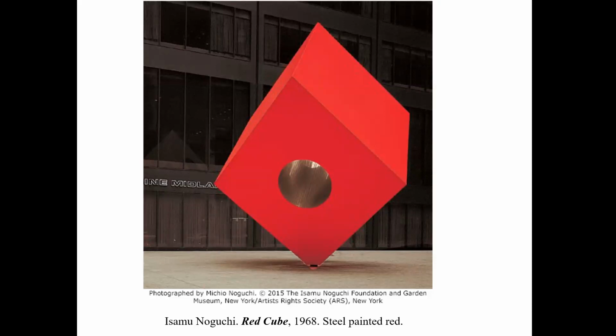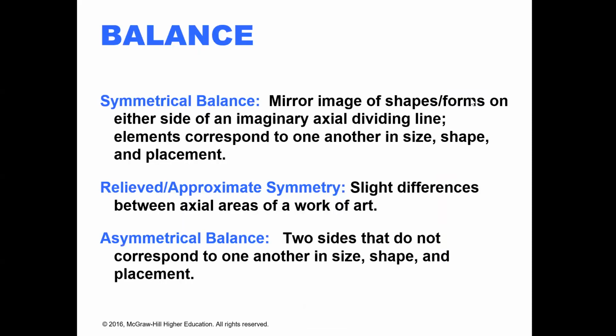Now here's Noguchi's red cube. Yeah, pretty well balanced. Of course, I think the thrill of this piece is that it seems like it might fall over, but it is visually and probably physically balanced too, in order to be able to stand up like that. No doubt it's anchored in the ground too.